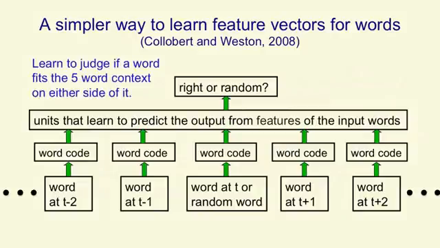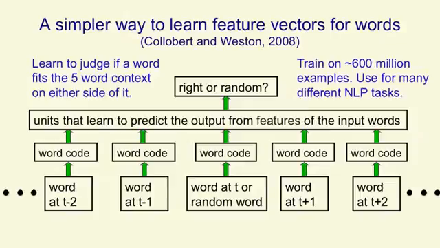So what they're really doing is judging whether the middle word is an appropriate word for the 5-word context on either side of it. They trained this up on about 600 million examples from Wikipedia, and they showed that the vectors they get are good for a variety of different natural language processing tasks.